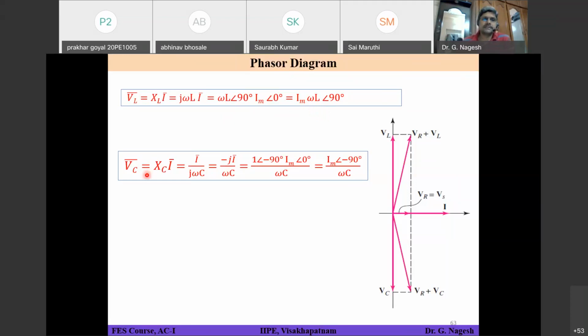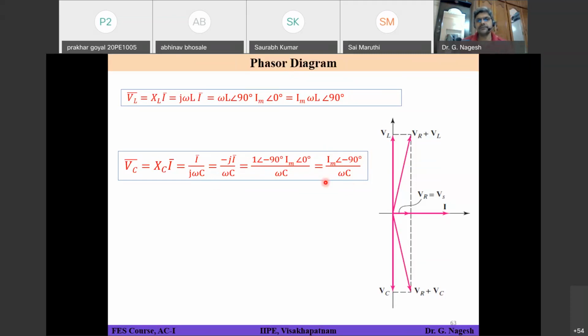Similarly, if you see the voltage across the capacitor, V equals I by j omega C. If you multiply numerator and denominator with j, you are going to get minus j. So it will be 1 at an angle of minus 90 times Im at an angle of 0 degrees divided by omega C. So you'll get some amplitude with an angle of minus 90 degrees.